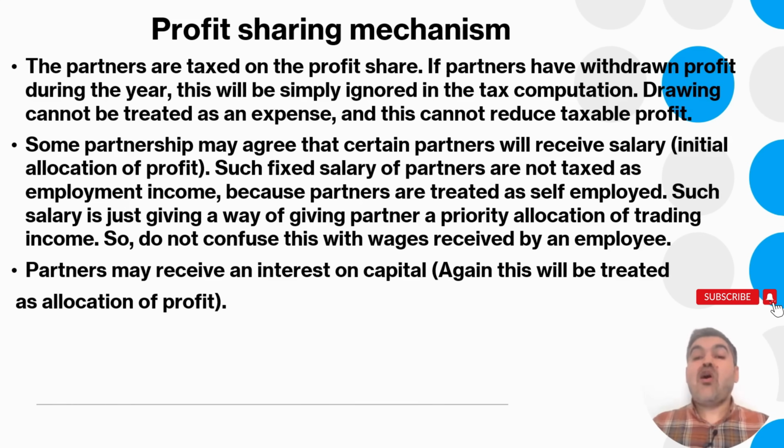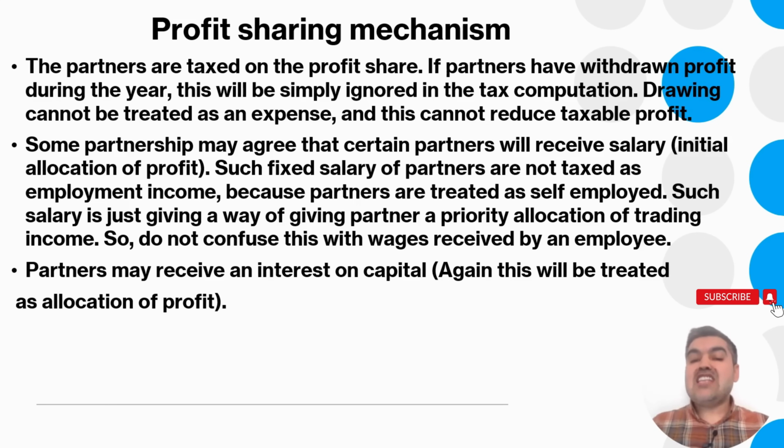Such fixed salary of partners is not taxed as employment income because the partners are treated as self-employed. Remember the rules, okay? Such salary is just giving a partner a priority allocation of trading income. So do not confuse this with wages received by an employee.